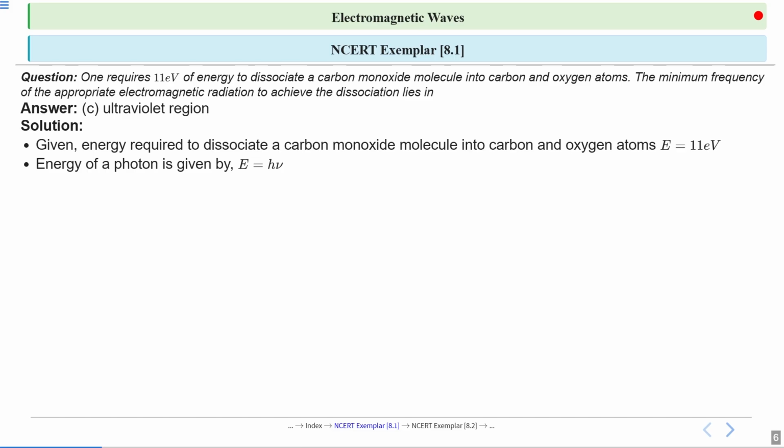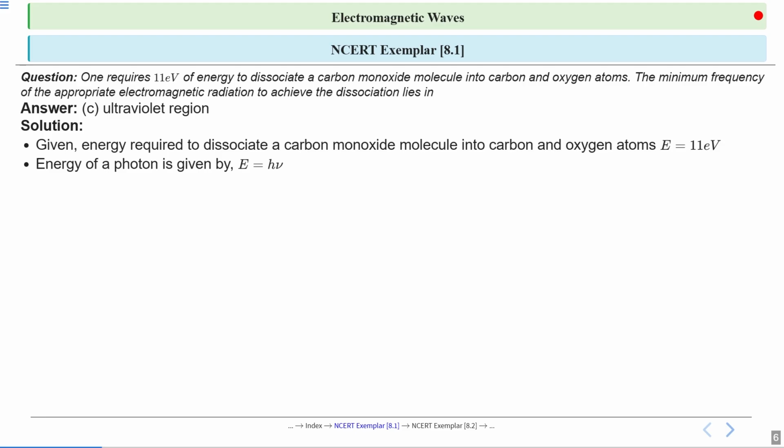Light is an electromagnetic wave. We know that there is a dual nature of light. It is an electromagnetic wave, that's wave nature. It also shows the particle nature, and those particles are photons, or photons are packets of energy.